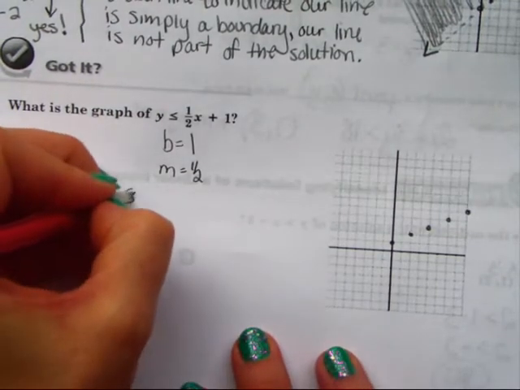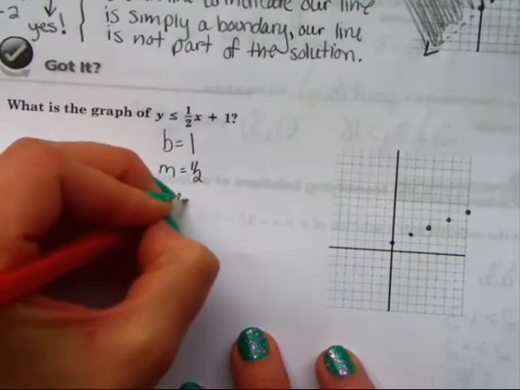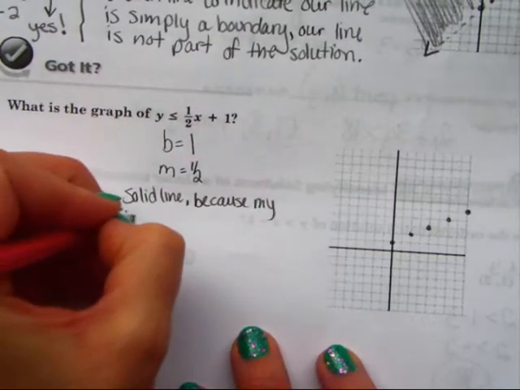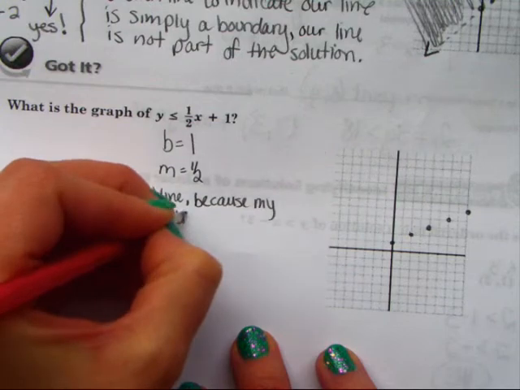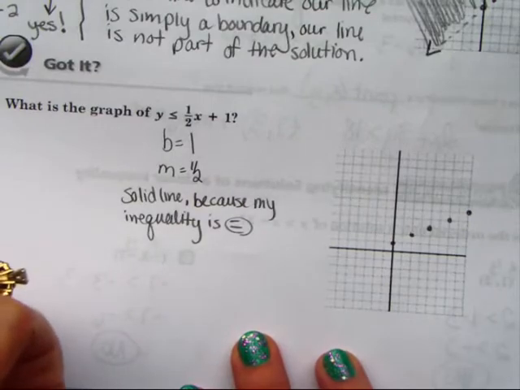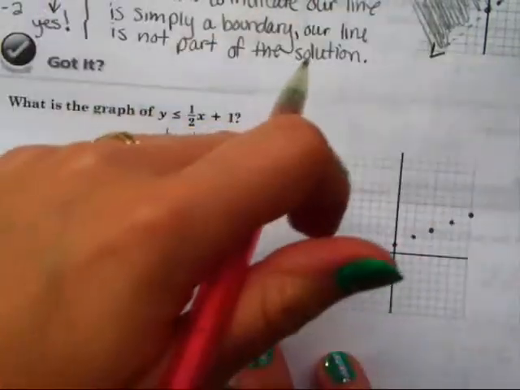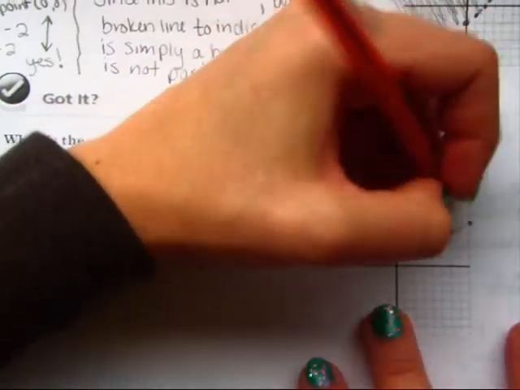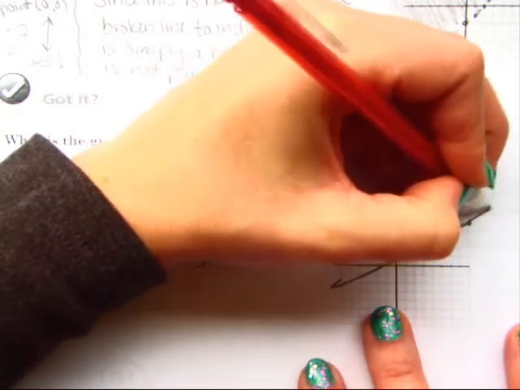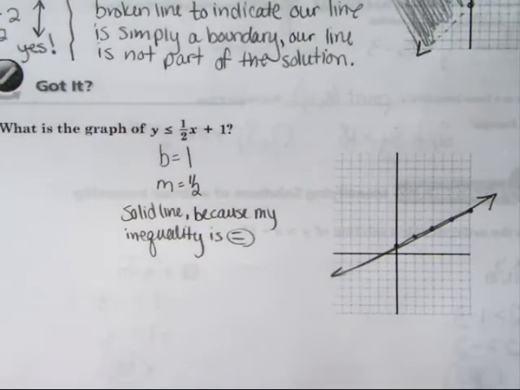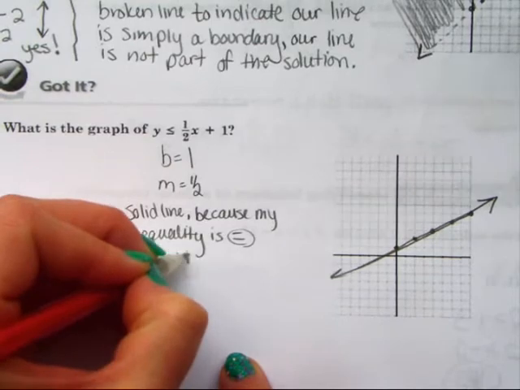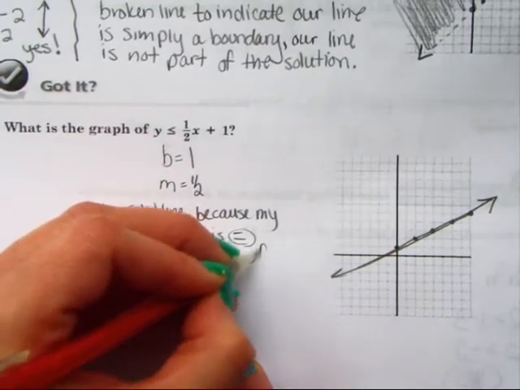Now I'm going to use a solid line this time when I connect. Why do I use a solid line? Because my inequality is equal to this time, because it says it's less than or equal to it, which means my line is actually part of the solution. Okay? So by making a solid line, I am indicating that my line is part of the solution.